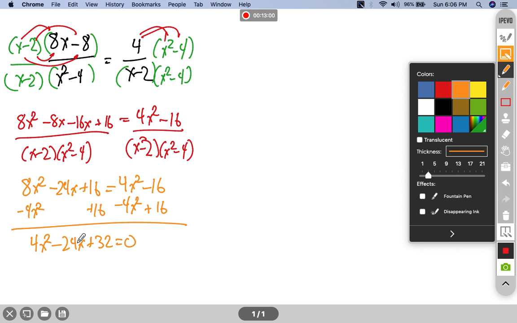And, well, these are all multiples of 4. So let's just divide both sides by 4. x squared minus 6x plus 8 equals 0.